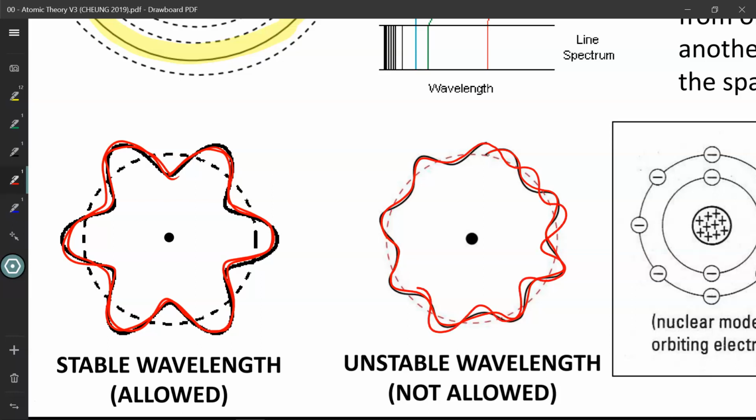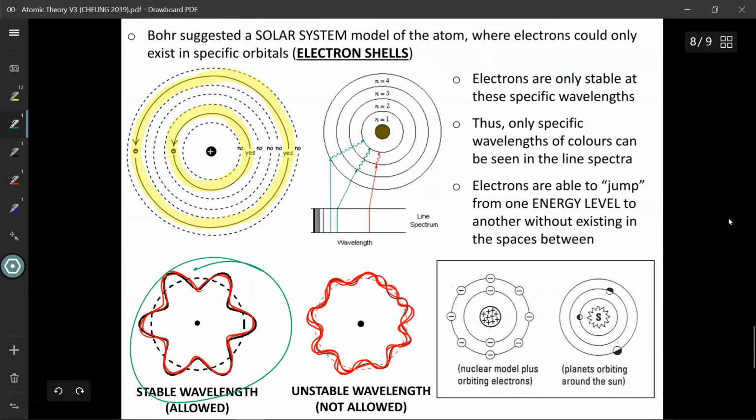Now I'm obviously exaggerating over here, but you can see how these interference patterns, because it doesn't line up perfectly, don't reinforce one another, but will instead start to cancel each other out. As such, these stable energy levels are allowed, while these unstable energy levels are not.